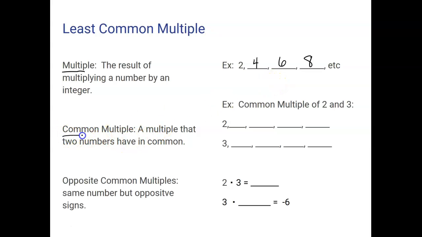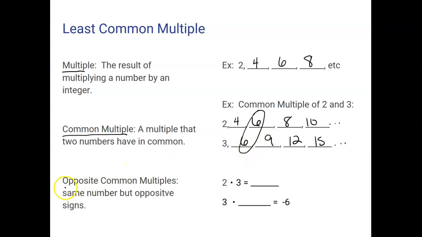If you want to expand that and talk about a common multiple, it's a multiple that two numbers have in common. So multiples of 2 are 2, 4, 6, 8, 10, and so on. Multiples of 3 are 3, 6, 9, 12, 15, and so on. The least common multiple for this would be 6, because 2 and 3 both have a multiple of 6.